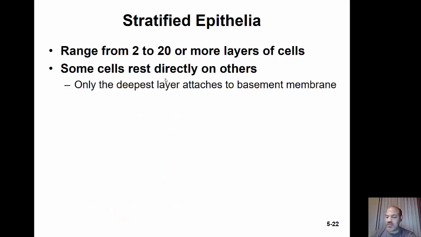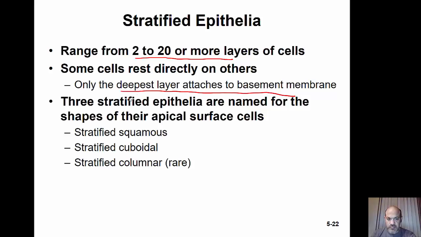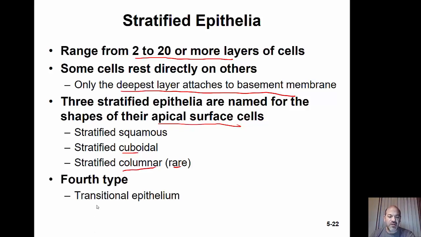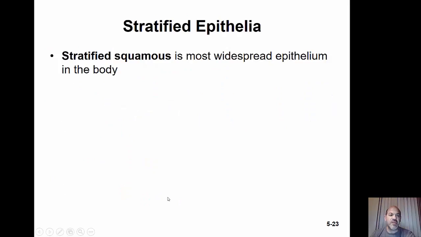Stratified epithelia are going to range from 2 or more layers of cells. The cells are going to rest directly on one another, and only the deepest layer is going to attach to the basement membrane. There are 3 stratified epithelia, and they're named for the shape of the apical surface cells. So we have stratified squamous, stratified cuboidal, and stratified columnar, which is rare. And there's going to be a 4th type called transitional epithelium.